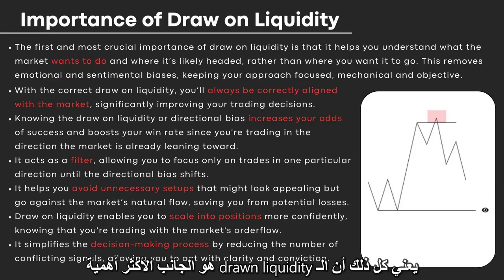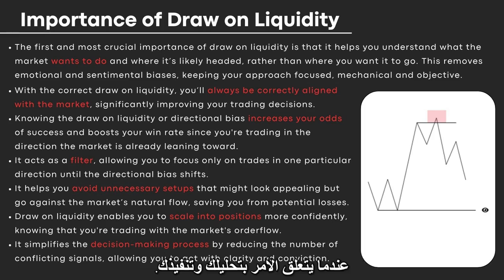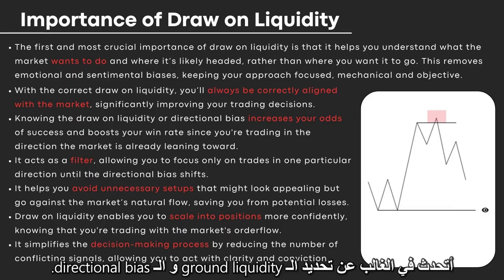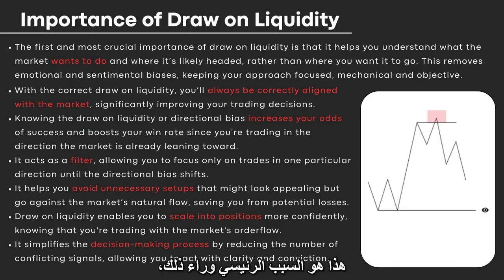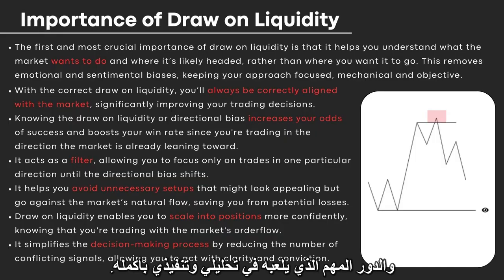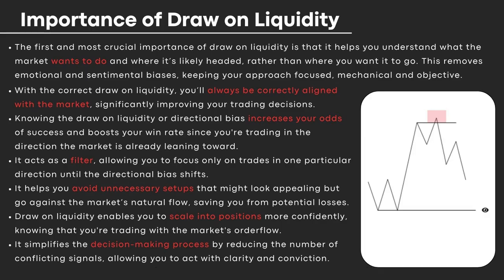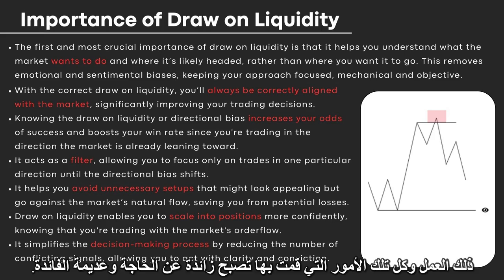Now, all of that means that drawn liquidity is the most important aspect when it comes to your analysis and execution, and the rest of the stuff comes second to it, right? If you watch my trade breakdowns, then you would see that in most of the trade breakdowns, I mostly talk about determining drawn liquidity and directional bias, right? That's the main reason behind it, because I know how important it is and what sort of important role it plays in my whole analysis and execution, right? I can have the rest of the stuff right, but if I don't have this particular aspect right, then all of that work and all of that stuff that I've done becomes redundant and useless, right?